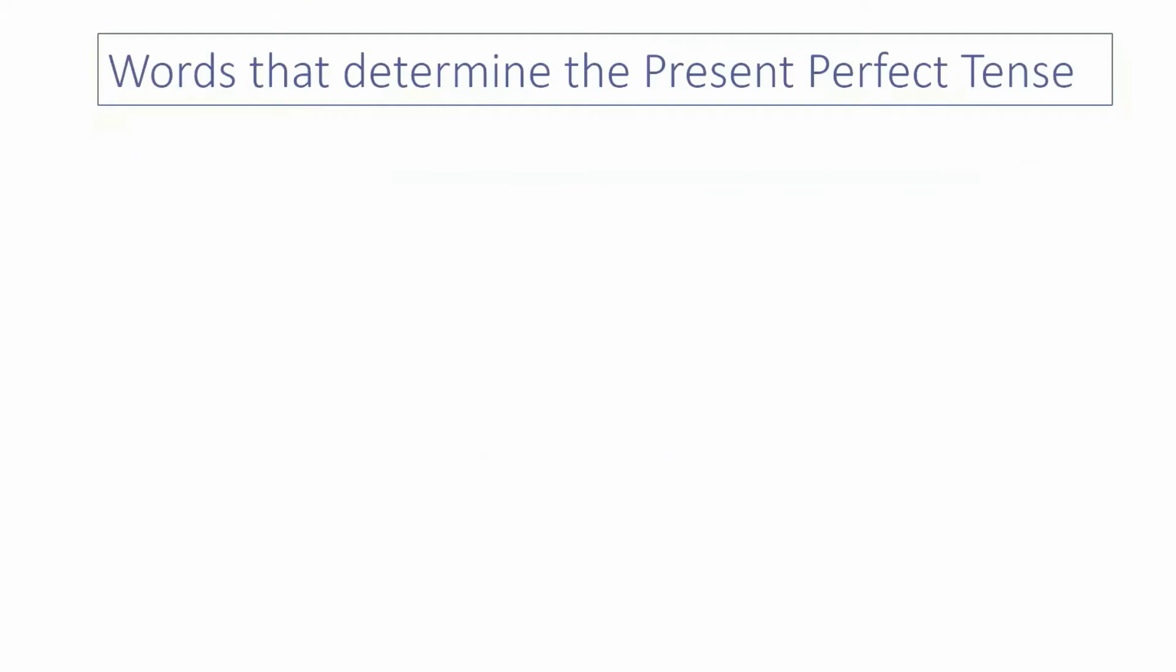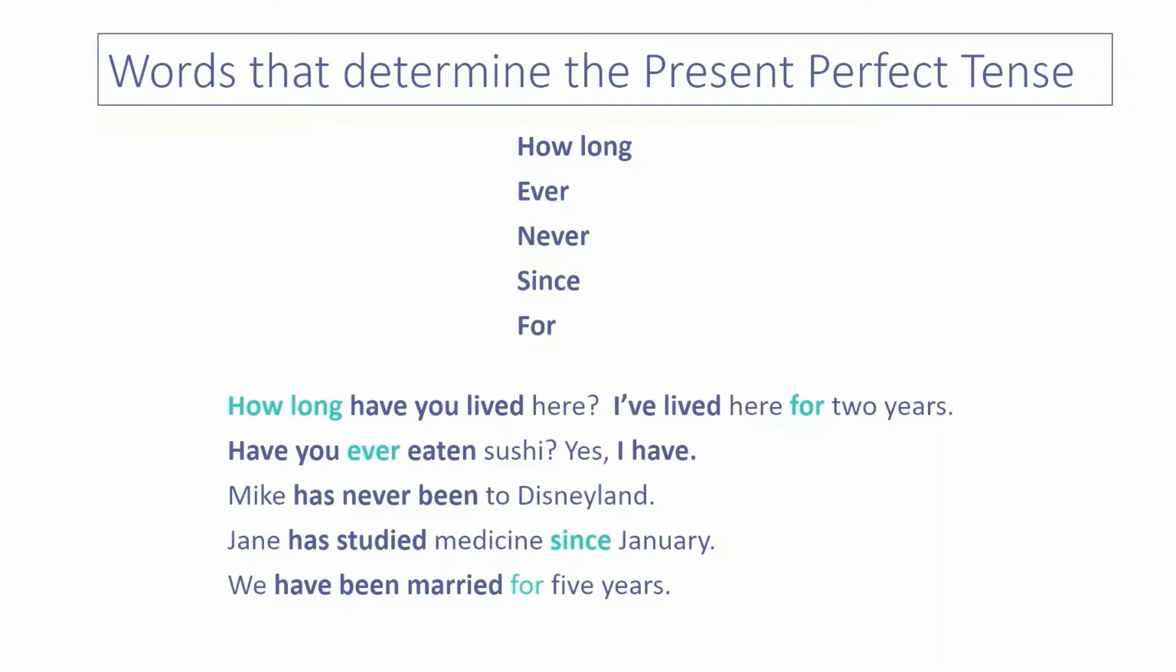So there are certain words that we use in English, they determine the present perfect tense. So words like how long. So how long have you lived here? Ever, never, since, and for. So how long have you lived here? I've lived here for 2 years.